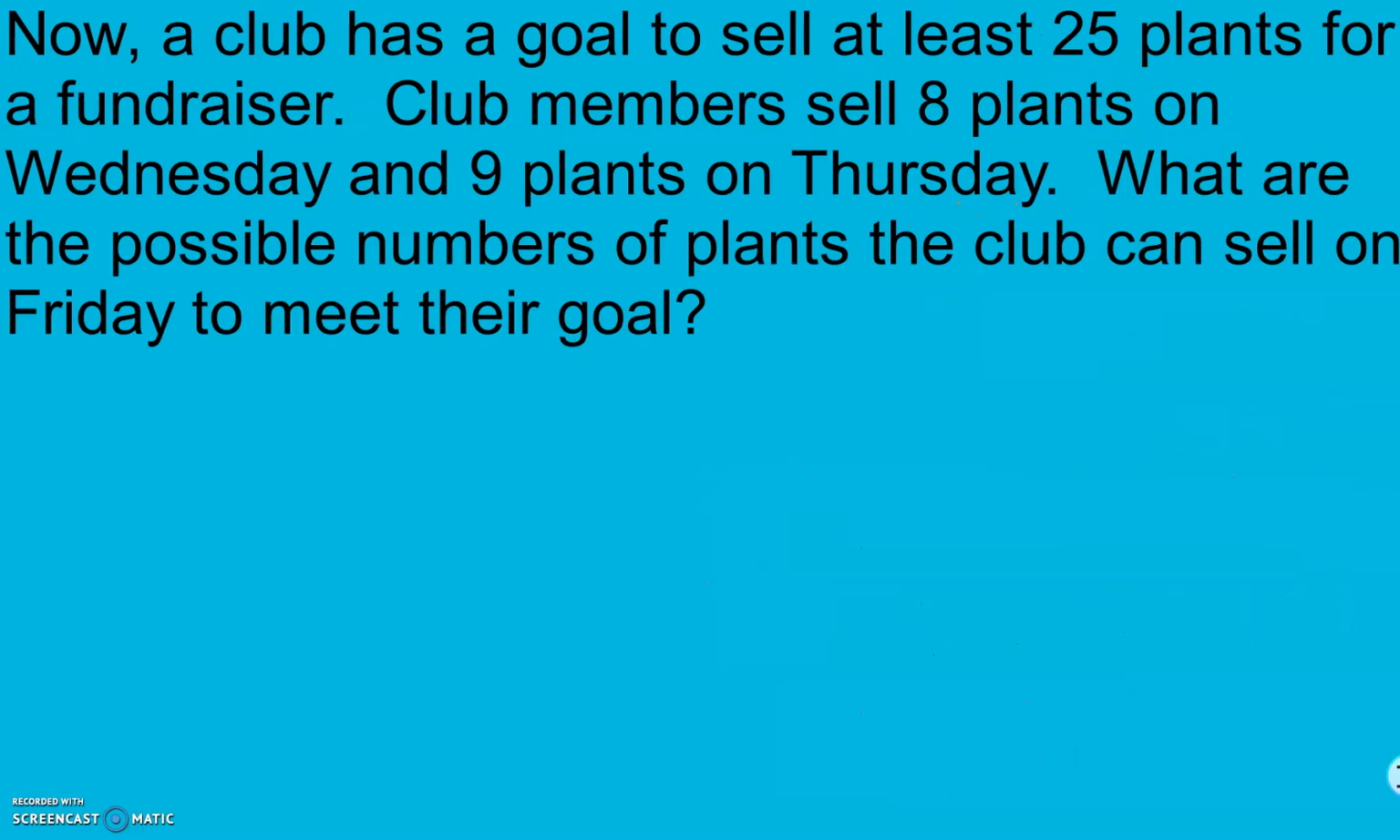Now, a club has a goal to sell at least 25 plants for a fundraiser. Club members sell 8 plants on Wednesday and 9 plants on Thursday. What are the possible number of plants the club can sell on Friday to meet their goal? So, the club sold on Wednesday and Thursday and Friday, and they want to sell at least, which means they could sell equal, they could sell more, but they can't sell any less than 25 plants.